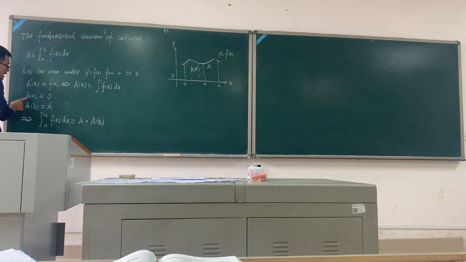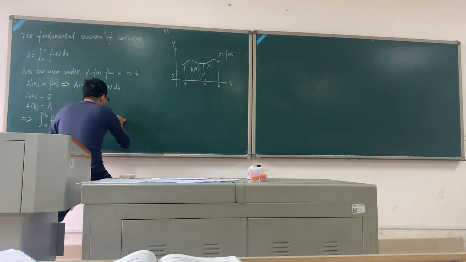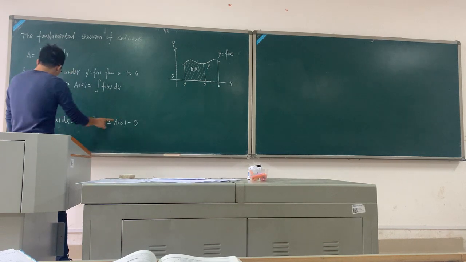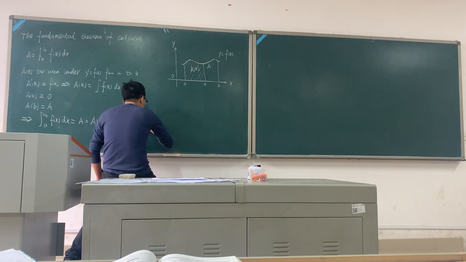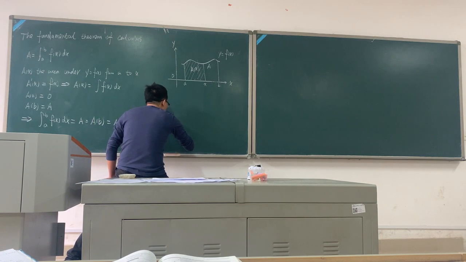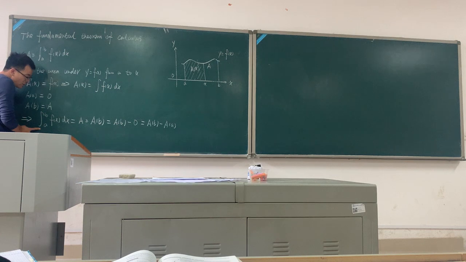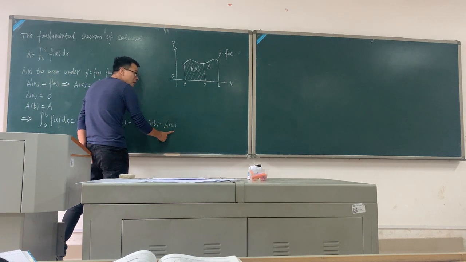We know that A(a) equals 0, so this equals A(b) minus 0, which is A(b) minus A(a). So now we can see that the definite integral of f from a to b equals A(b) minus A(a).